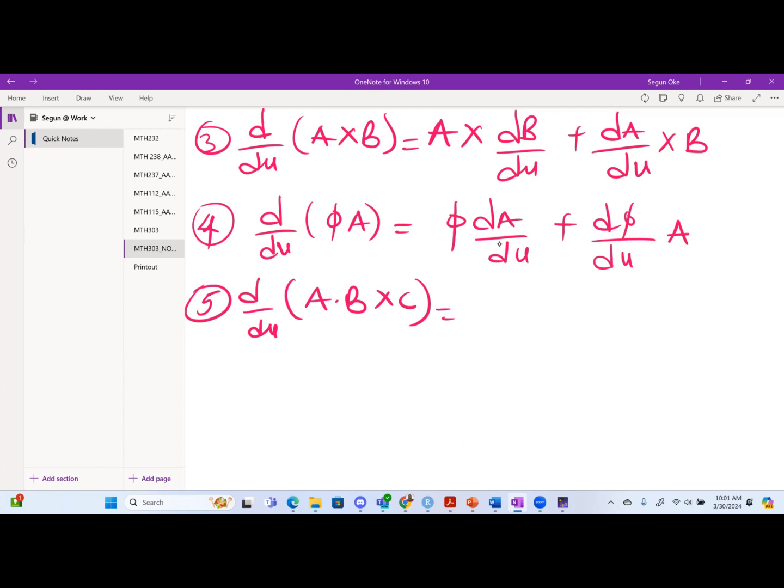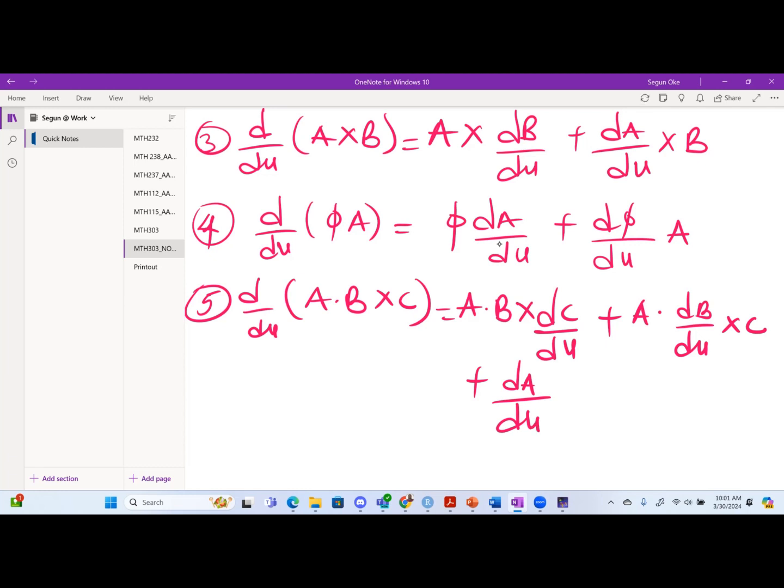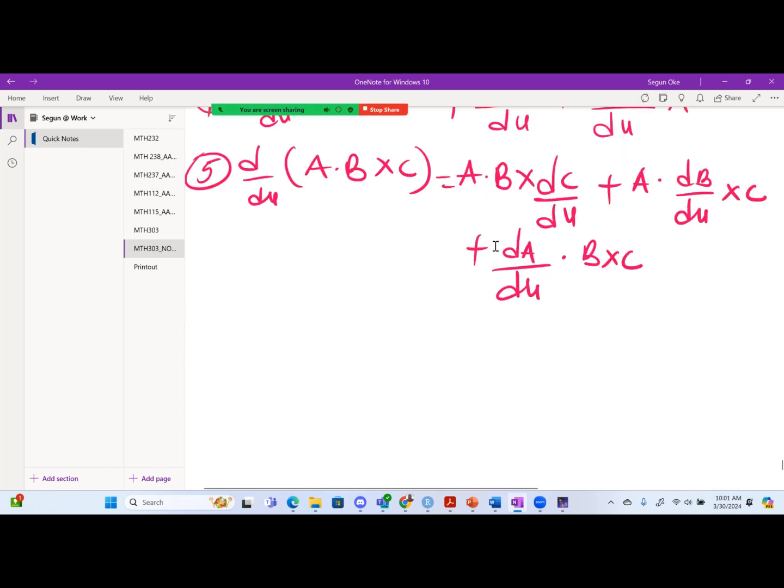So you see, we have A dot B cross C in this case. So it's going to be A dot B cross dC/du. Please, for those of you that missed the class on dot and cross, please go and download the video and watch it. Plus A dot dB/du cross C plus dA/du dot B cross C. Please take note of this definition. It's very important. Number 6.